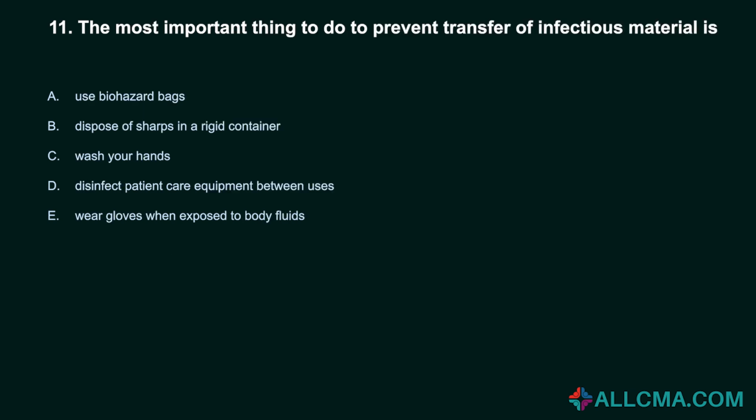11. The most important thing to do to prevent transfer of infectious material is A. Use biohazard bags. B. Dispose of sharps in a rigid container. C. Wash your hands. D. Disinfect patient care equipment between uses. E. Wear gloves when exposed to body fluids. Correct answer, C. Wash your hands.